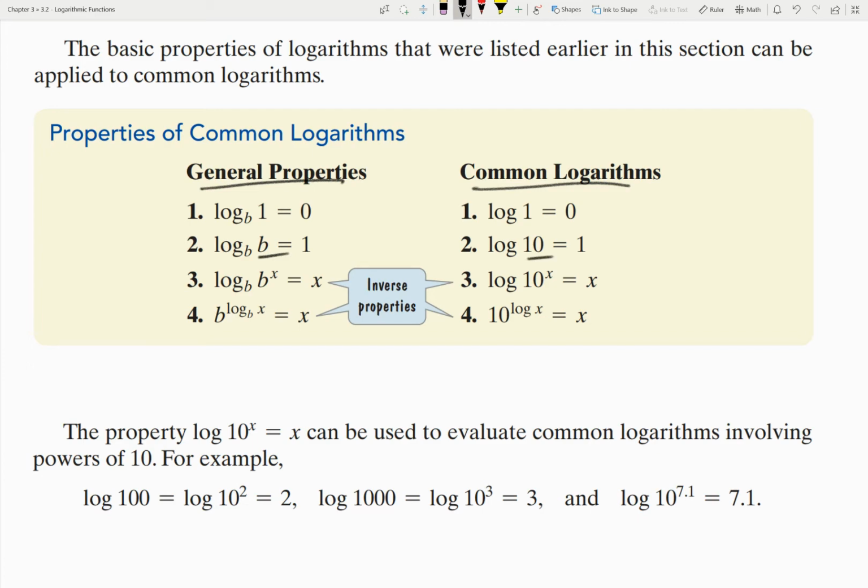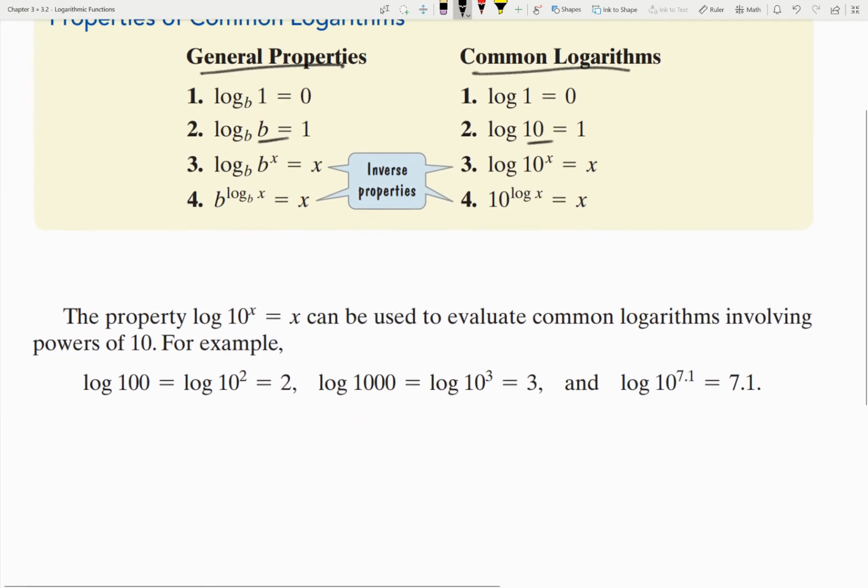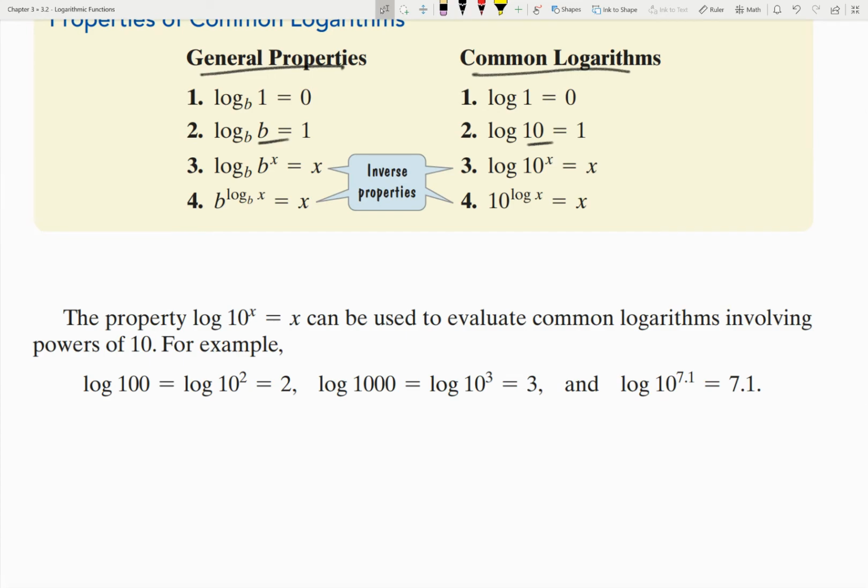So the log of 1 is 0. The log of 10 is 1. The log of 10 to the x power is x, and 10 to the log x power is x as well. And this property can be used to evaluate common logarithms with 10. So the log of 100 is 2, 1,000 is 3, right? And so on. Log of 10 to the 7.1 power is 7.1.